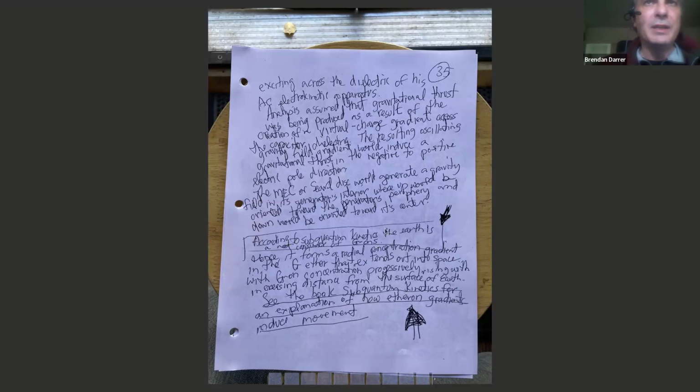According to subquantum kinetics, the Earth is a net consumer of geons. Hence, it forms a radial concentration gradient in the G ether that extends out into space, with geon concentration progressively rising with increasing distance from the surface of the Earth. See the book Subquantum Kinetics for an explanation of how etheron gradients produce induced movement.